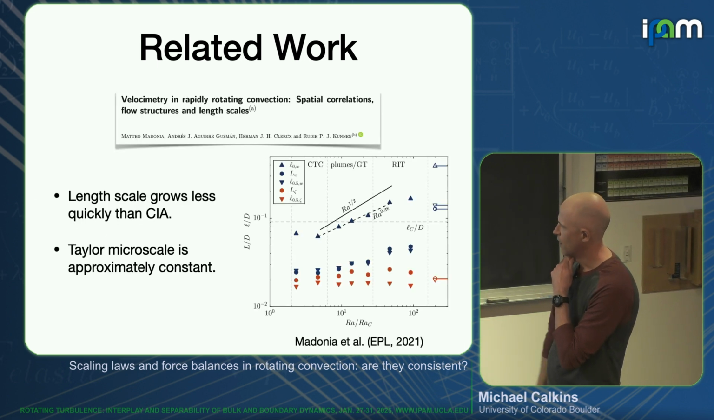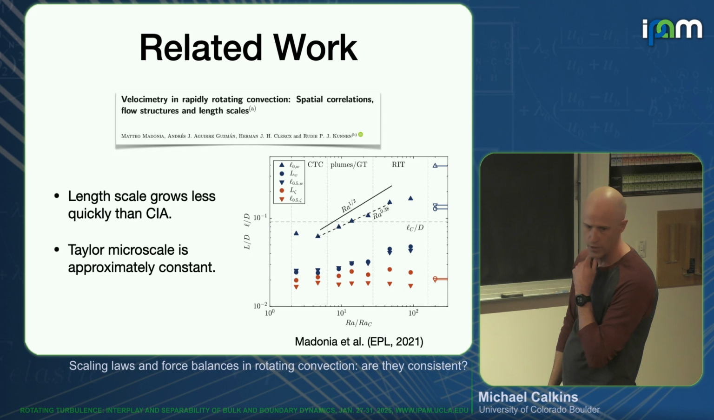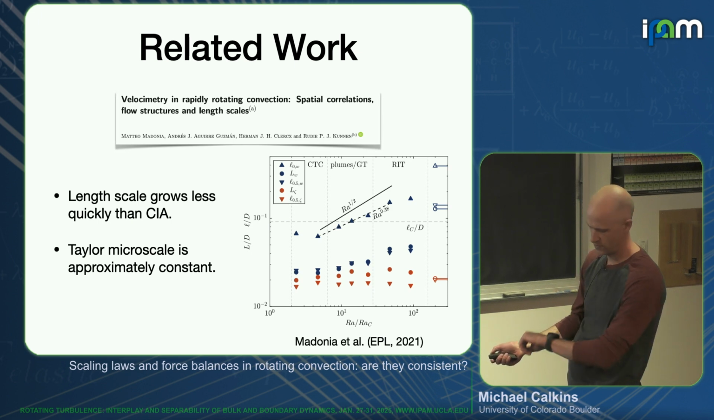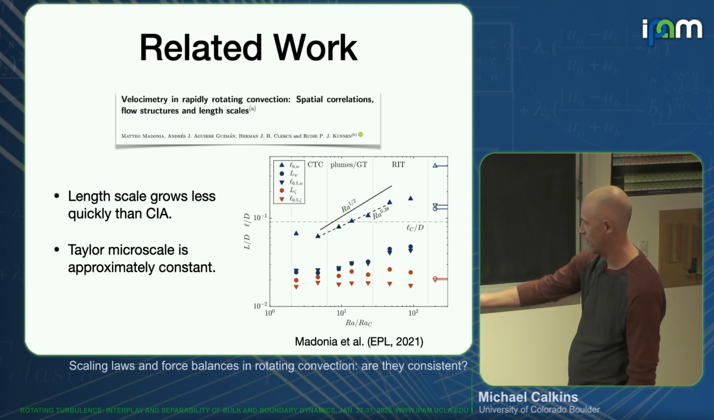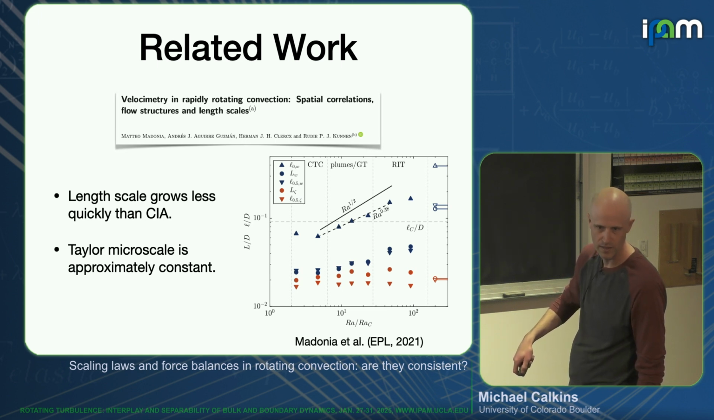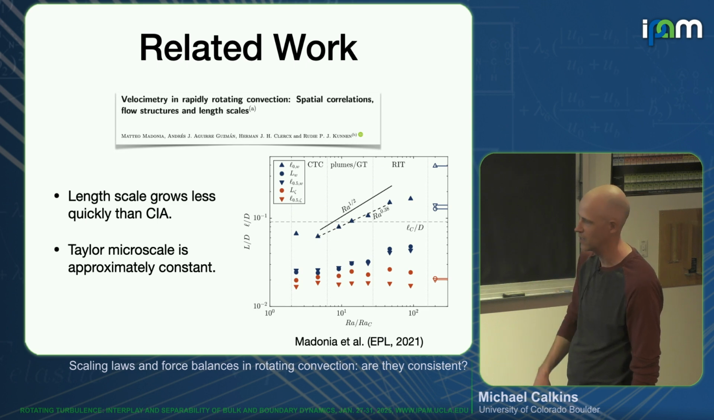And then another study carried out by Rudy and his group, Madonia et al., they see some results that are similar to what we found as well in the asymptotic model. So they have a bunch of different length scales. I'll just focus on this one. This is an integral length scale, Daniel. This is a dissipation length scale down here. And you can see that their dissipation length scale is also approximately constant with Rayleigh number. And that's consistent with what we find in the QG simulations.